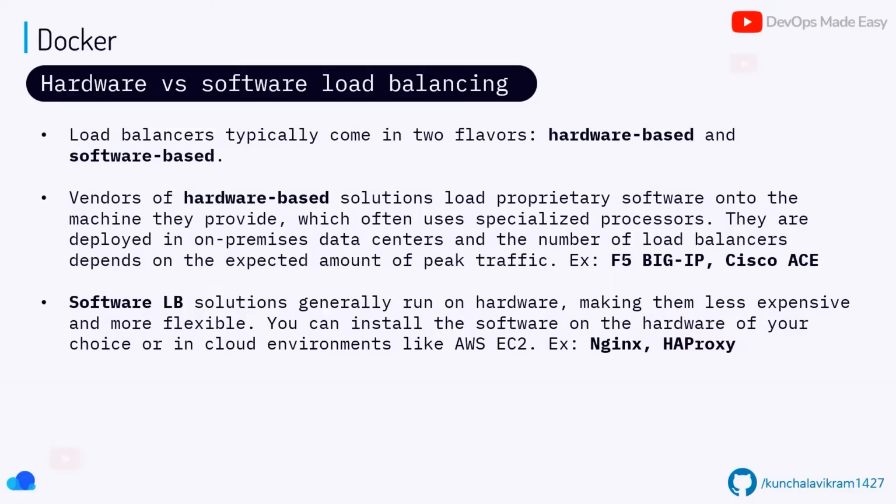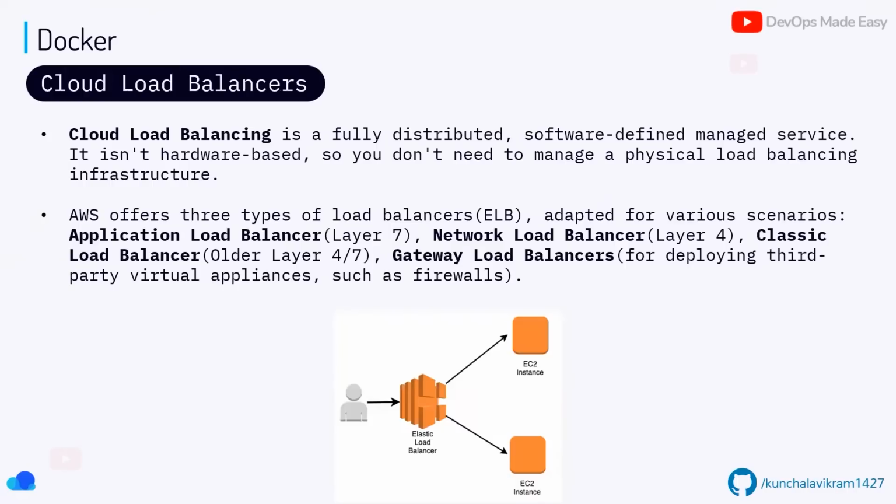And you have software load balancers, which generally run as a software package on a hardware. Like you have Nginx, HA proxy. So they do not have any dedicated hardware, right? So you create an EC2 instance or any server, and then you install Nginx or HA proxy. So they are software load balancers.